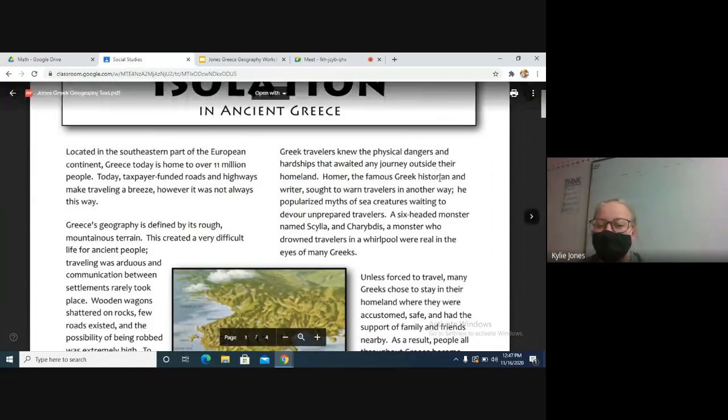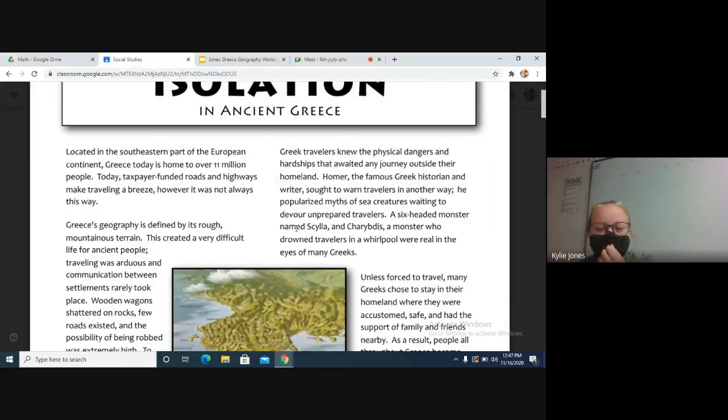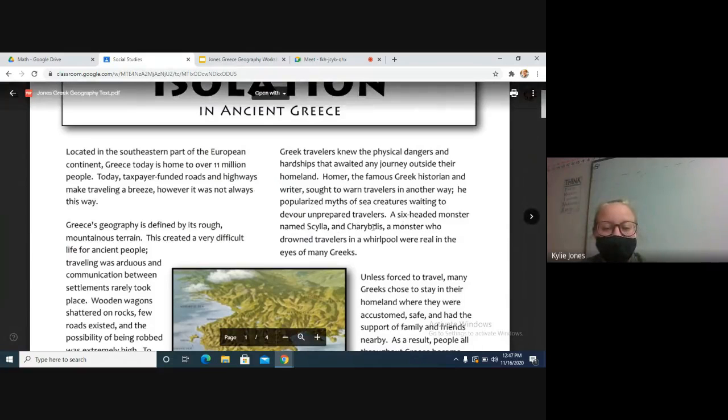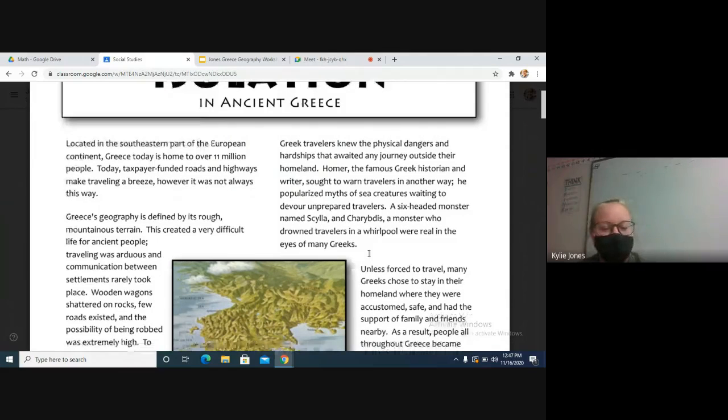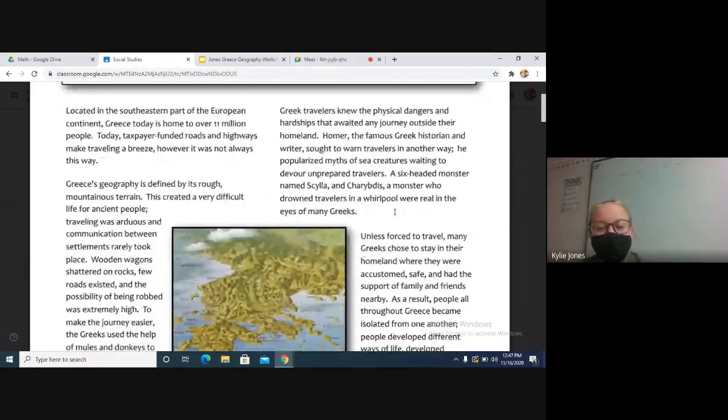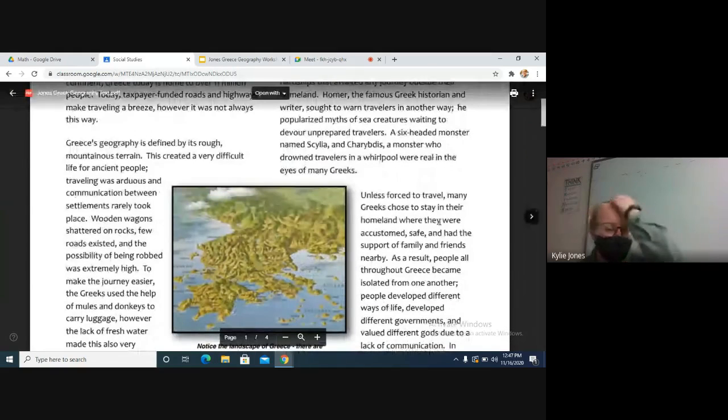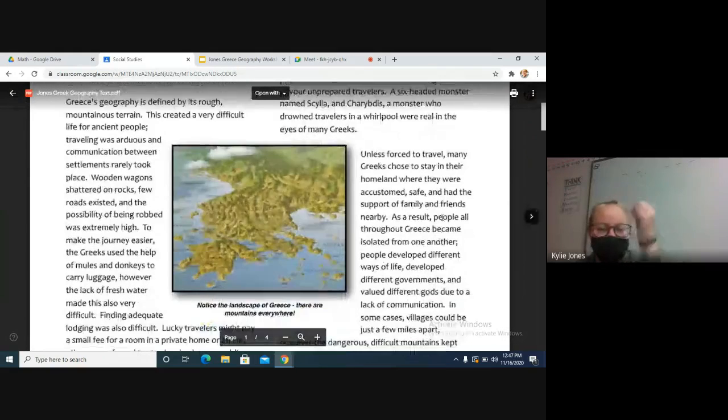Homer, the famous Greek historian and writer, sought to warn travelers in another way. He popularized myths of sea creatures waiting to devour unprepared soldiers. A 6-headed monster named Scylla and Charybdis, a monster who drowned travelers in a whirlpool, were real in the eyes of many Greeks. Unless forced to travel, many Greeks chose to stay in their homeland where they were accustomed, safe, and had the support of family and friends nearby.